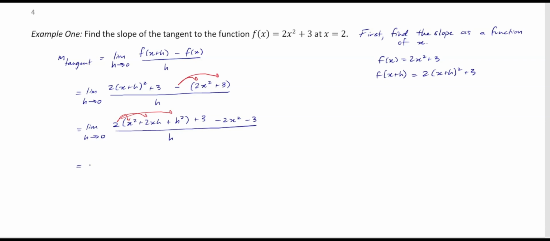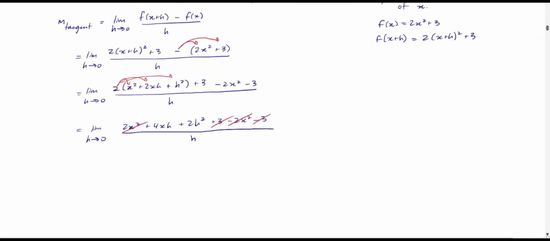So I will get the limit as h approaches 0 of 2x squared plus 4xh plus 2h squared plus 3 minus 2x squared minus 3, all over h. And looking at my numerator, I can see that there are several terms that will subtract to 0. So 2x squared minus 2x squared subtracts to 0. Plus 3 minus 3, that's going to subtract to 0. So let's clean that up in the numerator.